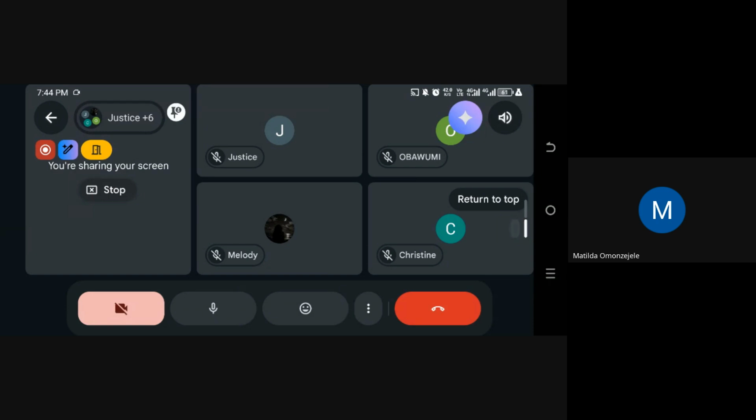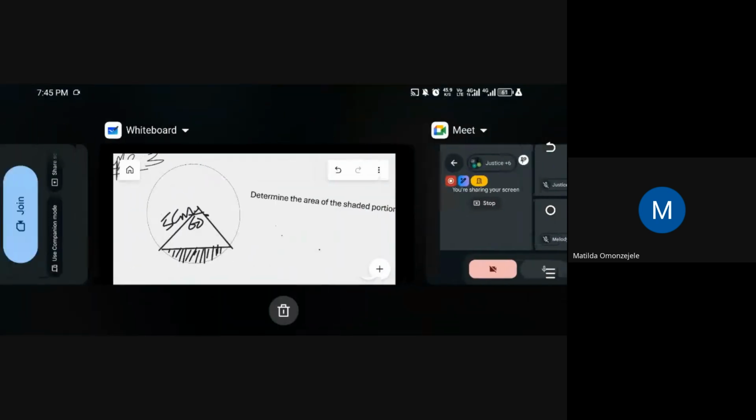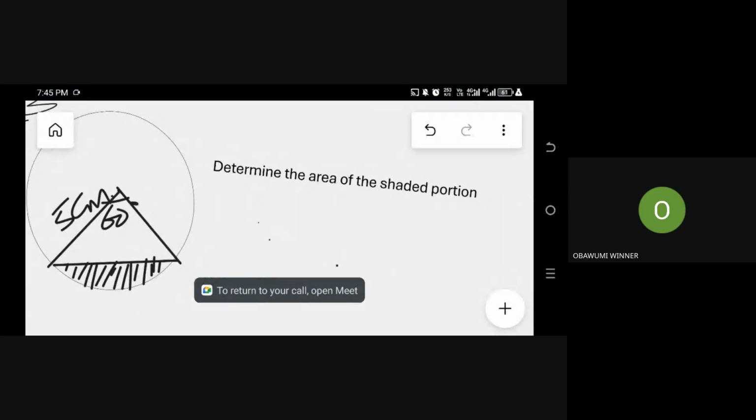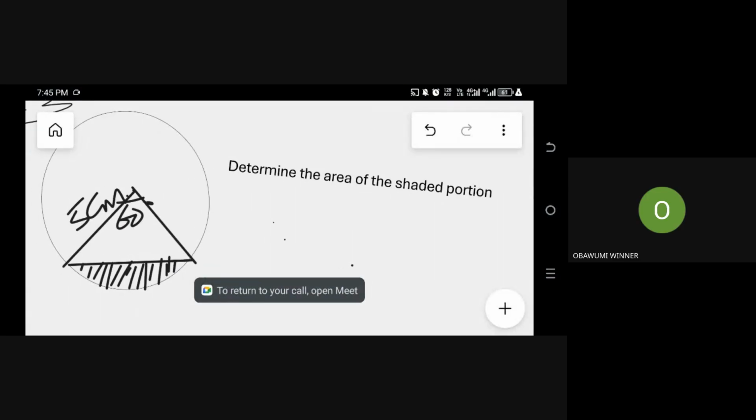Remember, a sector is formed by an arc and two radii. So that shaded part isn't a sector. Winner, minor segment. Yes, minor segment, exactly. Thank you very much. So that is a minor segment. That is a segment actually, and it is a minor segment.